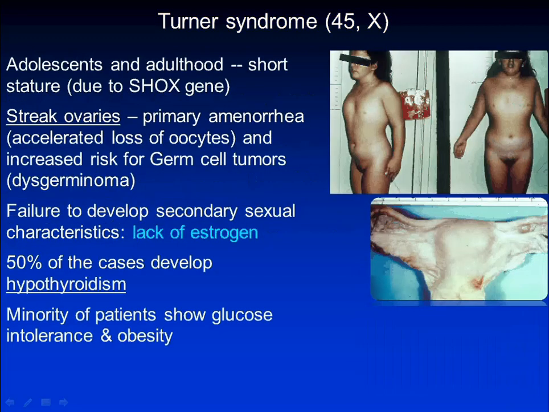When they grow up, they have short stature and streaked ovaries. They fail to develop secondary sexual characteristics because they lack estrogen. 50% of them develop hypothyroidism.